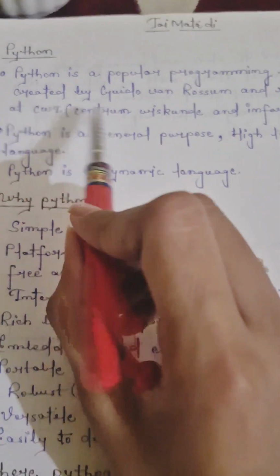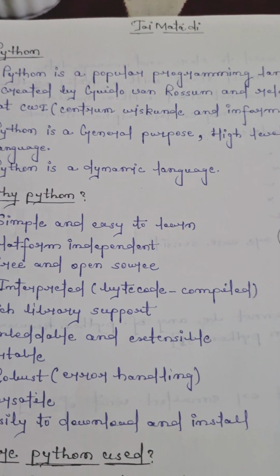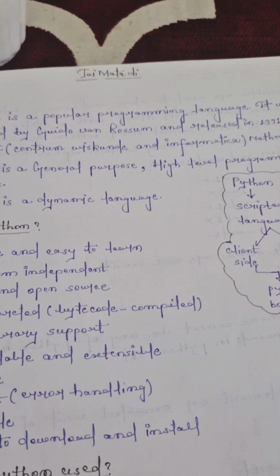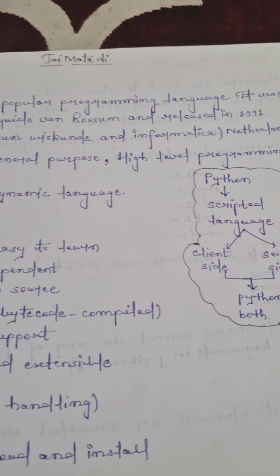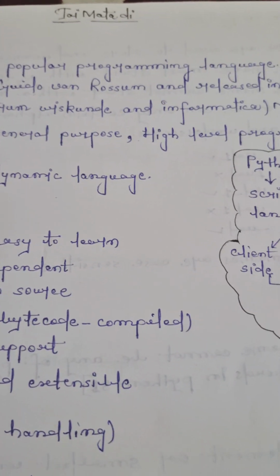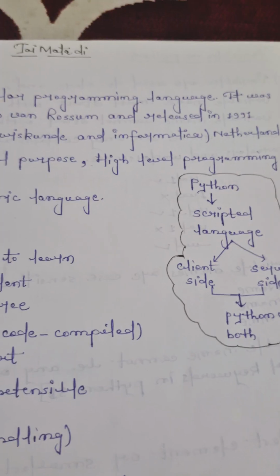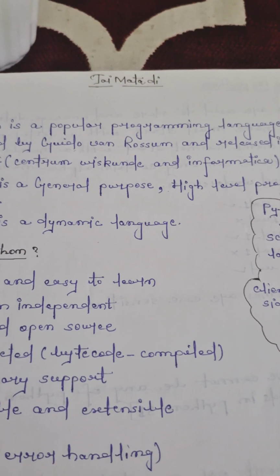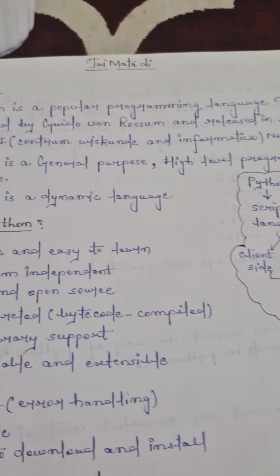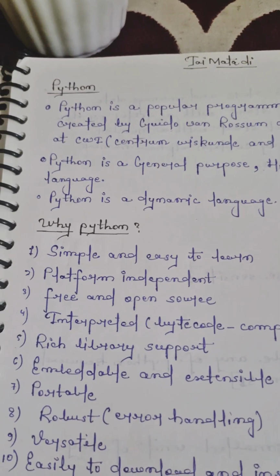So Python is a popular programming language. Python is one of the most popular programming languages nowadays. It was created by Guido van Rossum and released in 1991. You should have a basic idea of who created Python, and that it was released in 1991, like this.